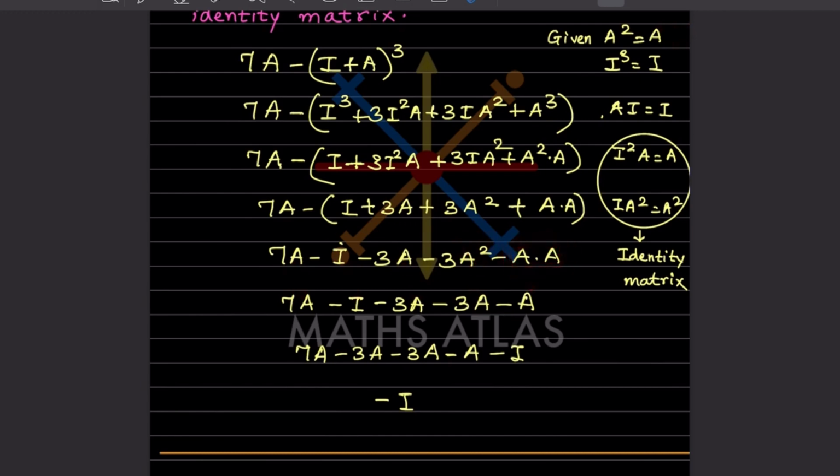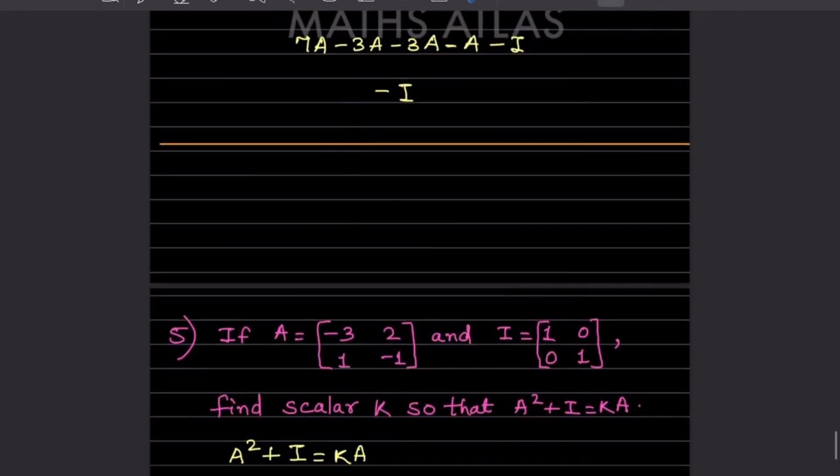So now what we can see here, these are the like terms, all with A's, that I brought together, and this I put at the side. So 7A minus 3A, that will be 4A, plus 1A, minus 1A. So that all is going to get cancelled, means 7A minus 7A, that is going to get cancelled, and what remains is just minus I. So this is the answer.